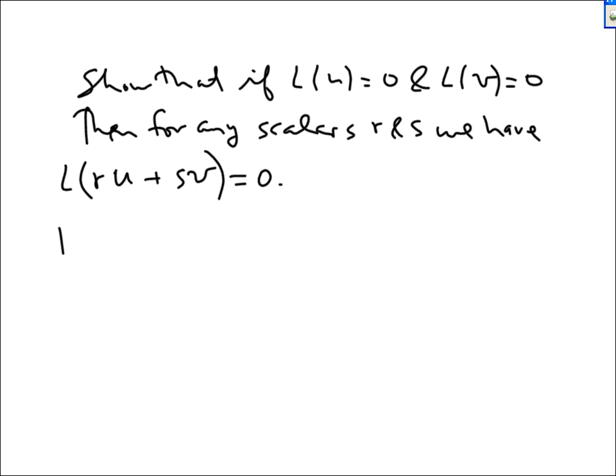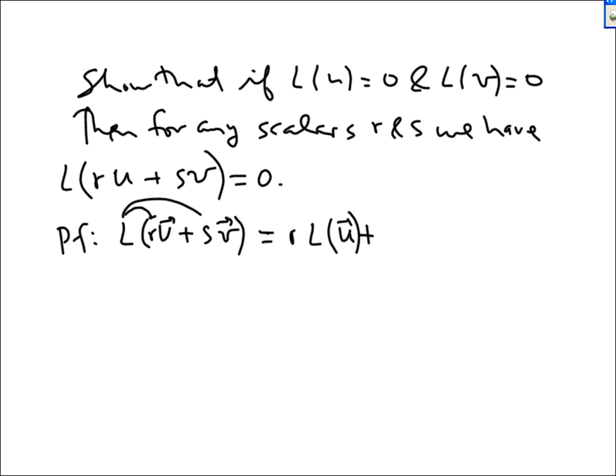Okay. L of rU plus sV, by our theorem, this is L of the first, but the r can come out in front, plus L of the second, L of sV, but the s can come out in front. And we know that L of U is a 0 vector, which gets multiplied by r. And L of V is a 0 vector, which gets multiplied by s.